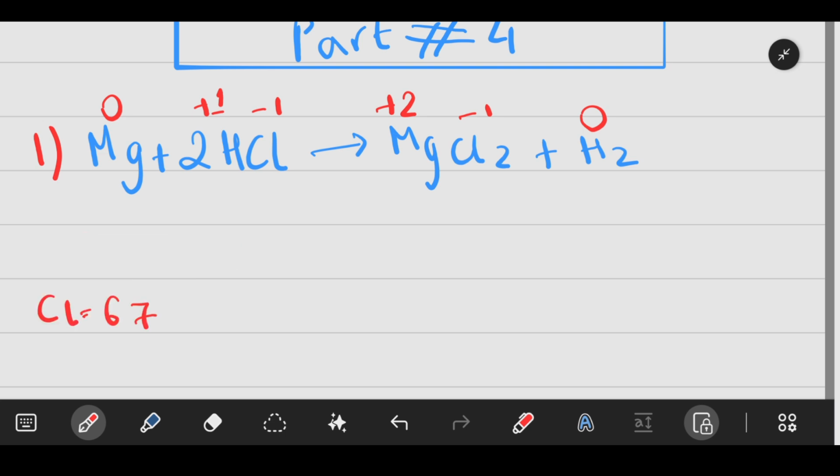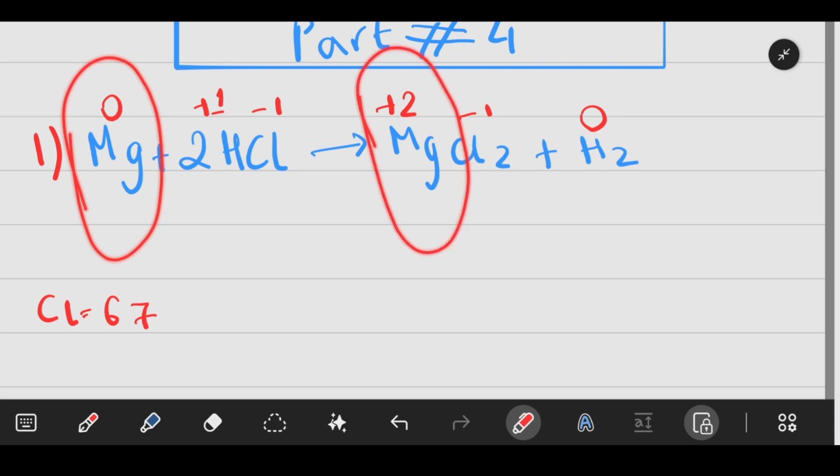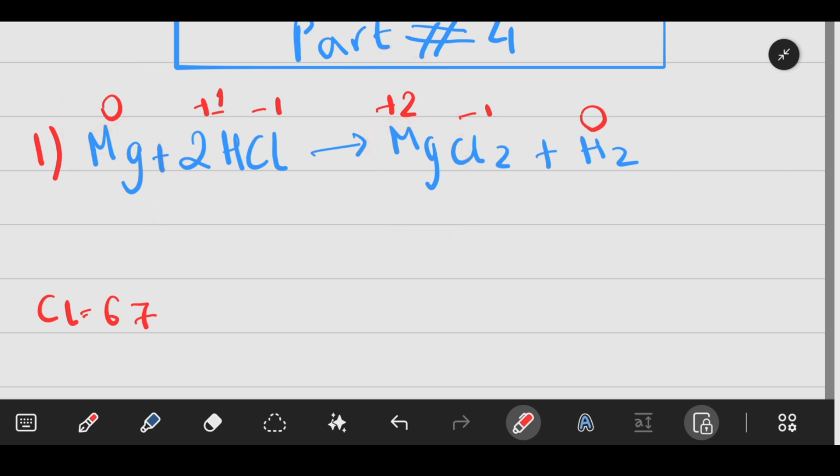So let's just look over here and try to figure out what is getting reduced and what is getting oxidized in this very equation. As I told you, you should isolate just one element on the product side and then the same element on the reactant side as well. In this, you can see that magnesium has a 0 over here and a +2 over here. Because oxidation is an increase in oxidation number, we can say that magnesium has been oxidized.